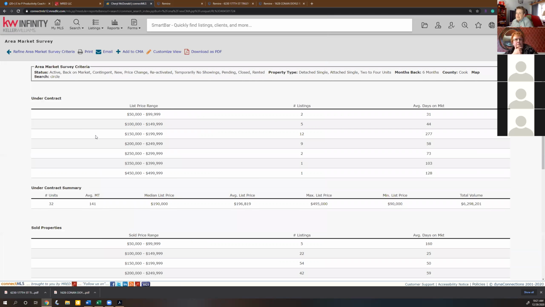Okay, so under contract in the last 6 months, there have been 32 units go under contract. They've been on the market for 141 days. The sweet spot looks to be 150 to 200, but look at that days on market, 277. That's crazy.